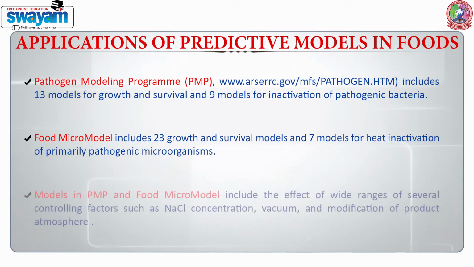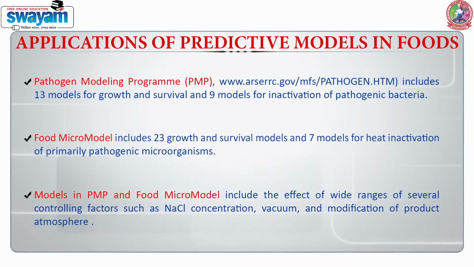We have models in PMP and Food MicroModel which predict the effect of a wide range of controlling factors such as the salt concentration, the vacuum, the modification of the product atmosphere. It is very important because we are getting new packaging systems in which we are targeting the modification of the atmosphere of that particular pack.